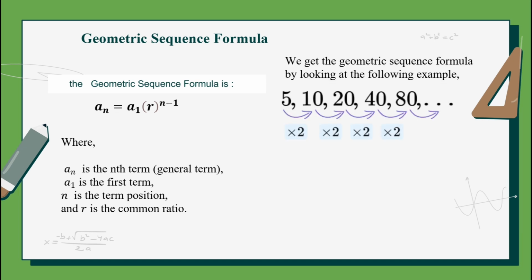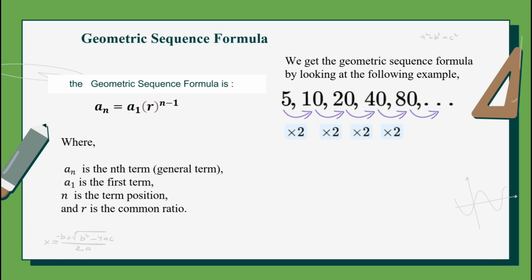Halimbawa, meron tayong 5, 10, 20, 40, 80. So, paano ba siya nagiging ganito? Which is, yung common ratio natin is 2. Which is, 5 multiplied by 2 is magiging 10. Ang 10, i-multiply natin sa 2, magiging 20. Yung 20, i-multiply natin sa 2, magiging 40, and so on, so on.